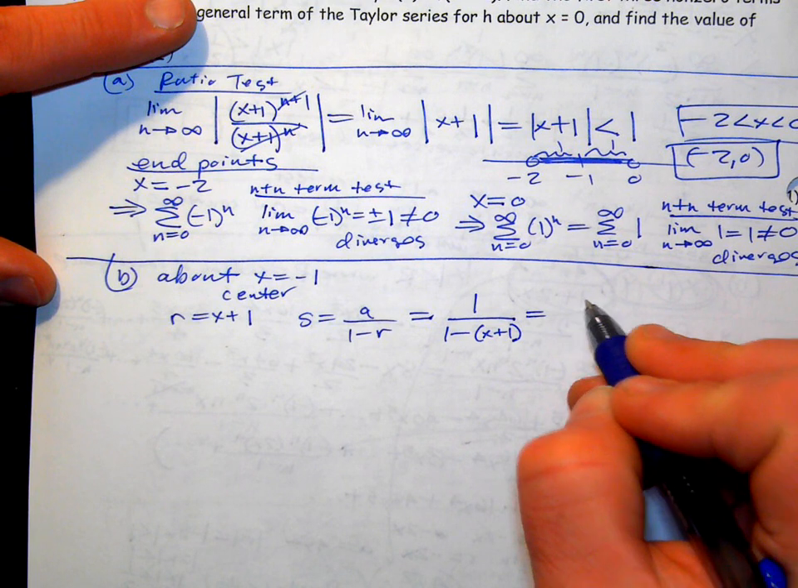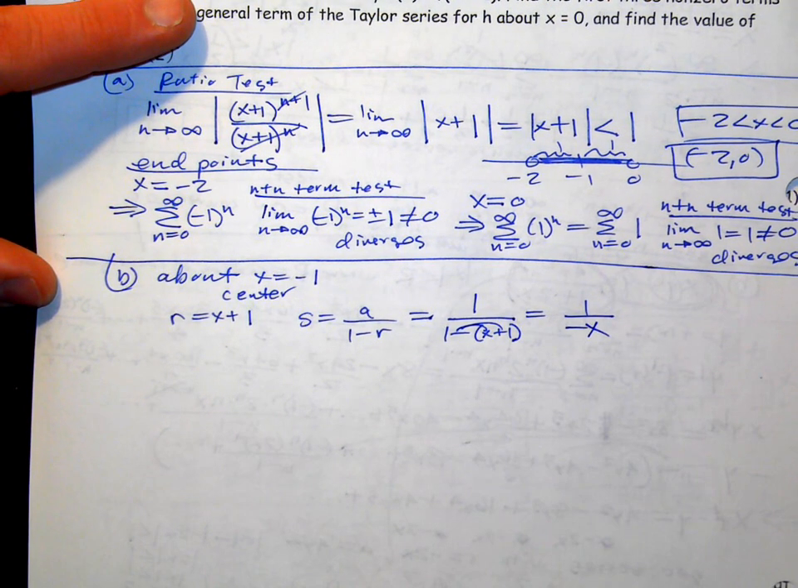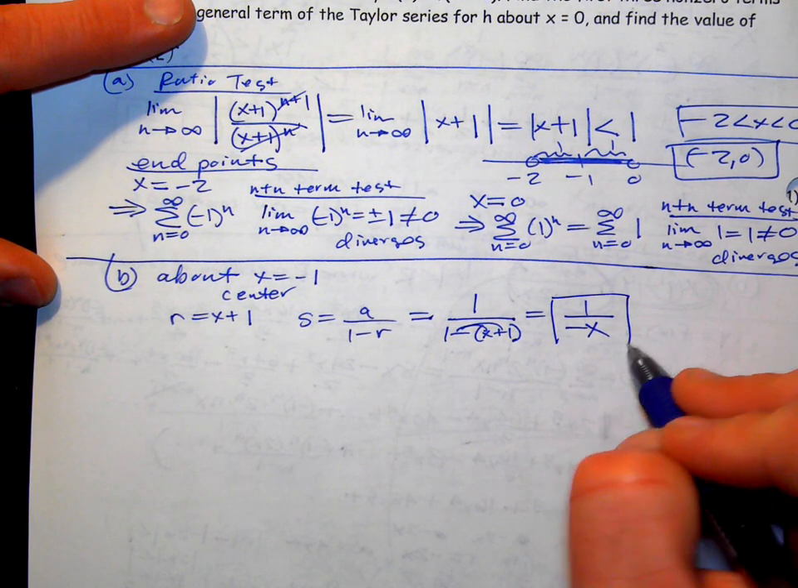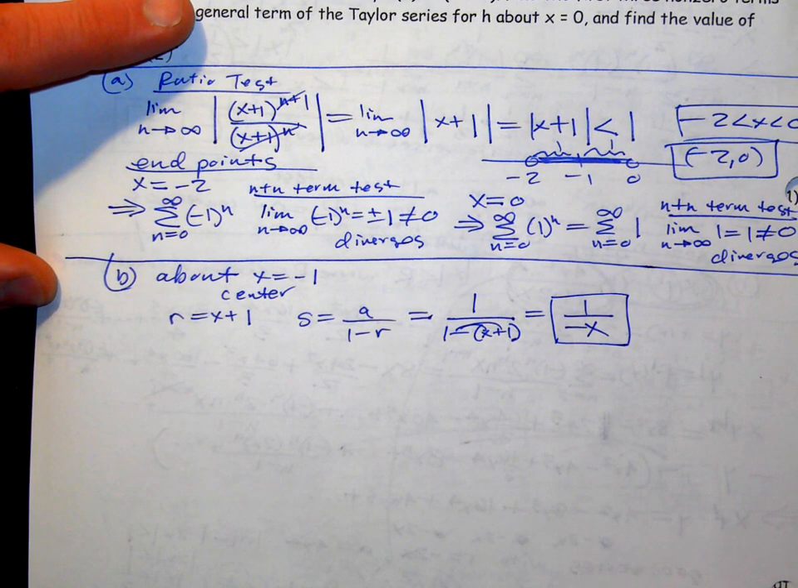Make sure you put in parentheses. Is 1 over negative x. So there you go.